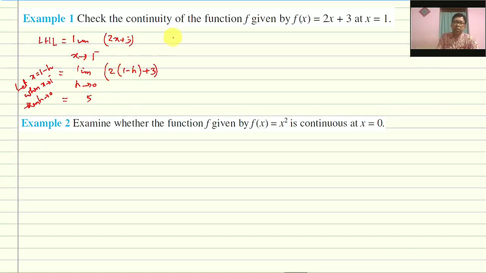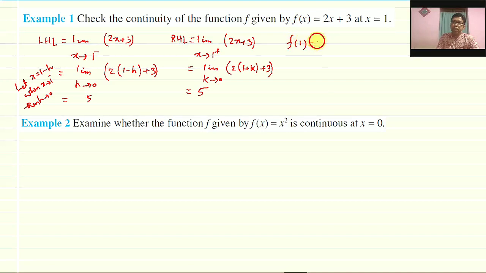On the other hand, your RHL will be in this way: limit x tends to 1 positive of the same function, 2x plus 3. So I write it again, limit k tends to 0, you have to consider x is equal to 1 plus k. So similarly, you will get limit k tends to 0, 2 times 1 plus k plus 3, that is in the limiting condition 2 plus 3 is equal to 5. And finally, what will be the value of this function f of x at x is equal to 1? That means f of 1, that is 2 into 1 plus 3, that is 5. So LHL is equal to RHL is equal to f of 1. So the function is continuous at the given point x is equal to 1.